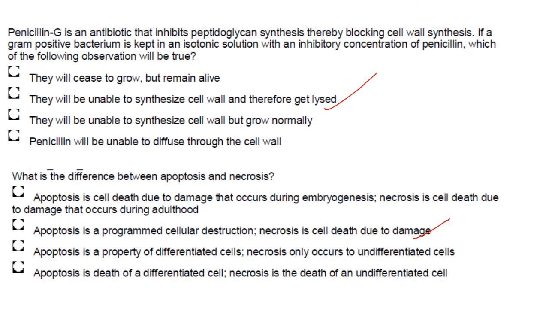Then, penicillin G is an antibiotic that inhibits peptidoglycan synthesis, thereby blocking cell wall synthesis. If a gram-positive bacterium is kept in an isotonic solution with an inhibitory concentration of penicillin, which of the following observations will be true? So the answer is they will be unable to synthesize cell wall and therefore get lysed.